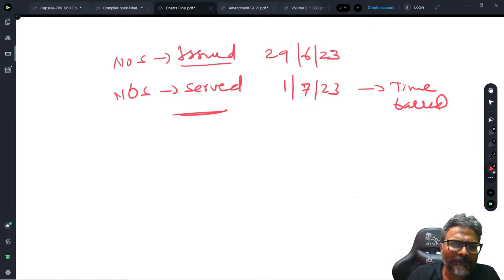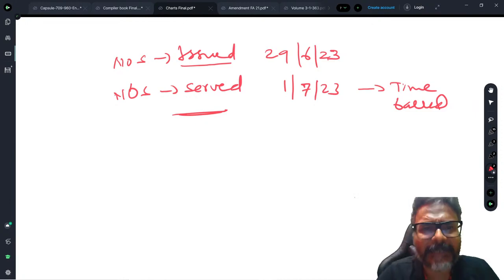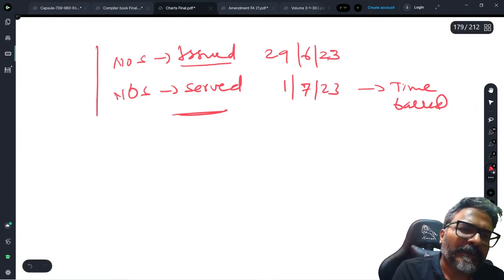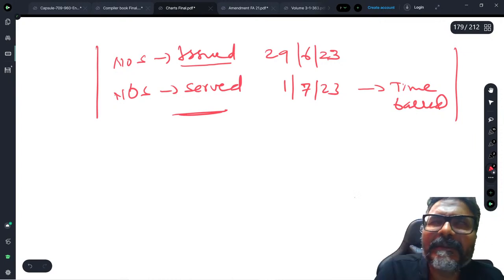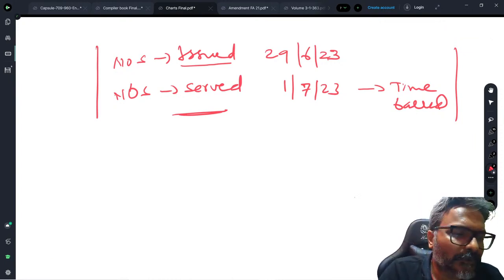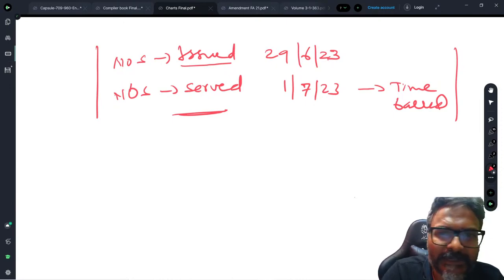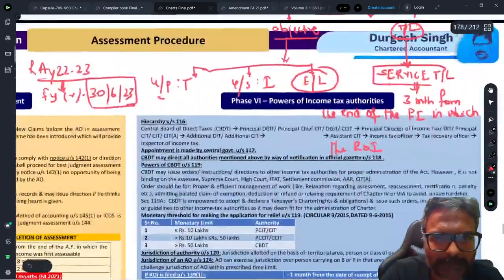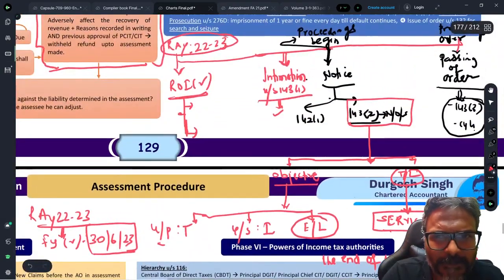The answer is no. Section 292BB comes for the protection of the assessing officer, and as per the provision of section 292BB, we will say that the notice will be deemed to be valid, if he has participated in the proceedings without raising any objection about its validity. Exactly, students. So that is all about the notice part.